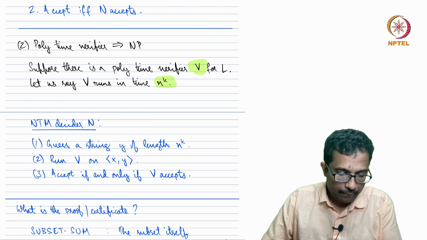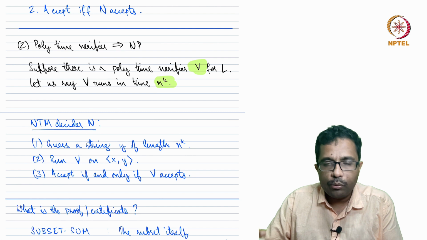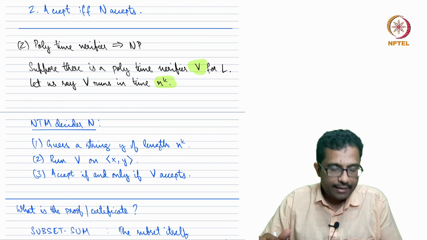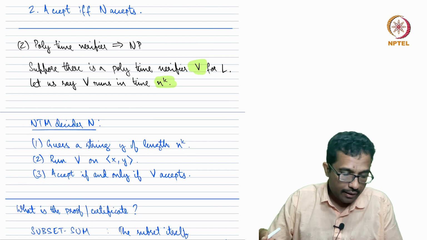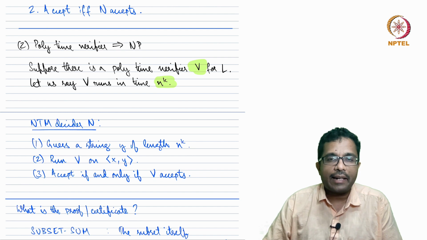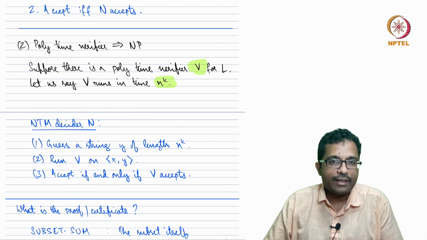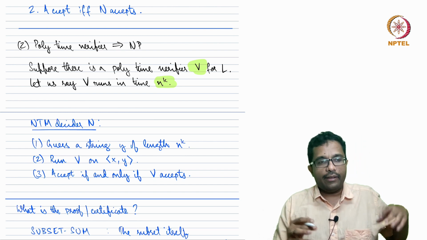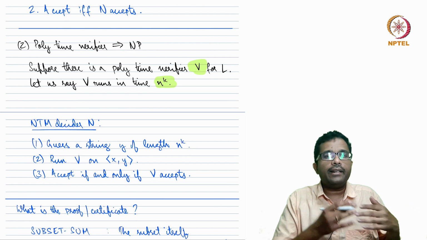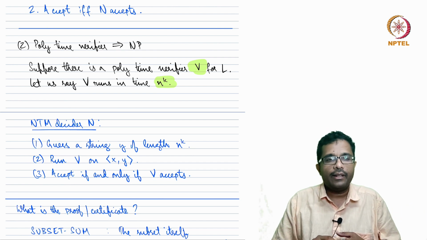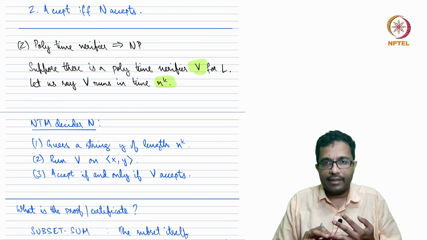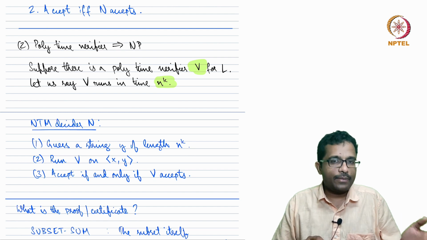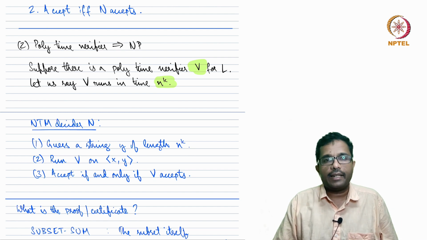But with what witness string? There is no witness string that we are given. So what it does is it guesses the witness string. The non-deterministic Turing machine guesses non-deterministically a witness string y of the appropriate length, and then simulates the verifier on the input x and the witness string y. If V accepts the pair x, y, then the non-deterministic Turing machine accepts.